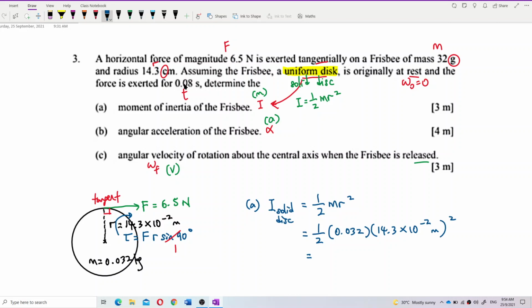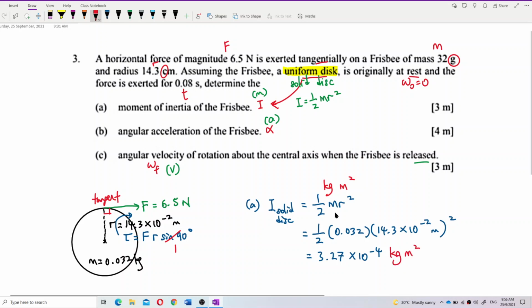So let's calculate and see what the answer is. I got the answer already. It is 3.27 exponent -4. And what's the unit for the moment of inertia? Just look at the formula. The mass is kilogram. R is length, and length is meter. So square. The unit for moment of inertia is kilogram meter square. You must write the unit. Without the unit, the answer is wrong. Okay. All right.